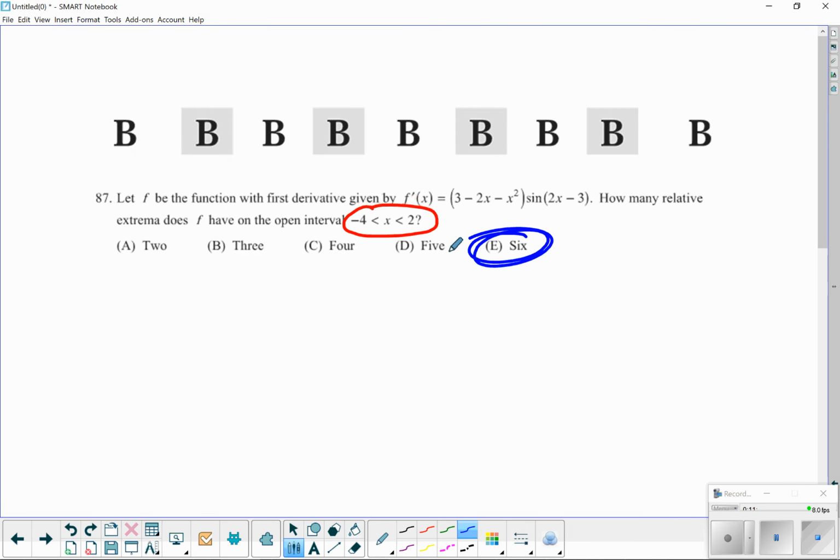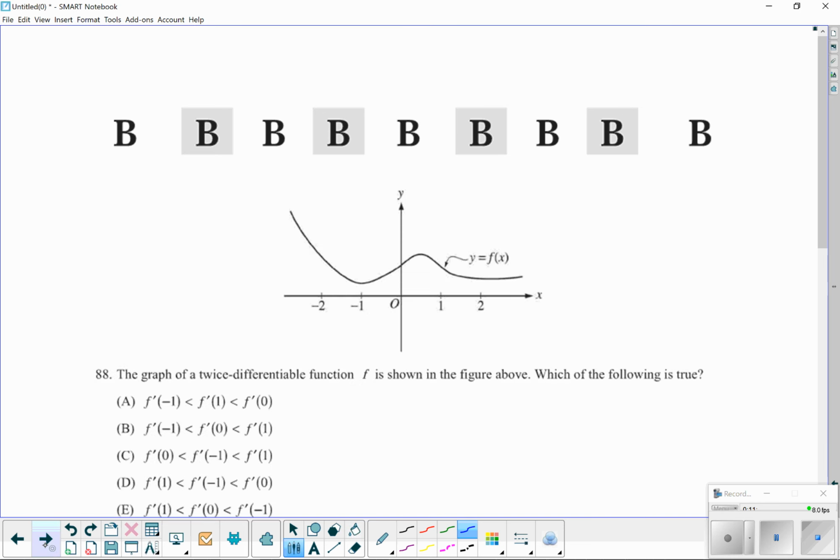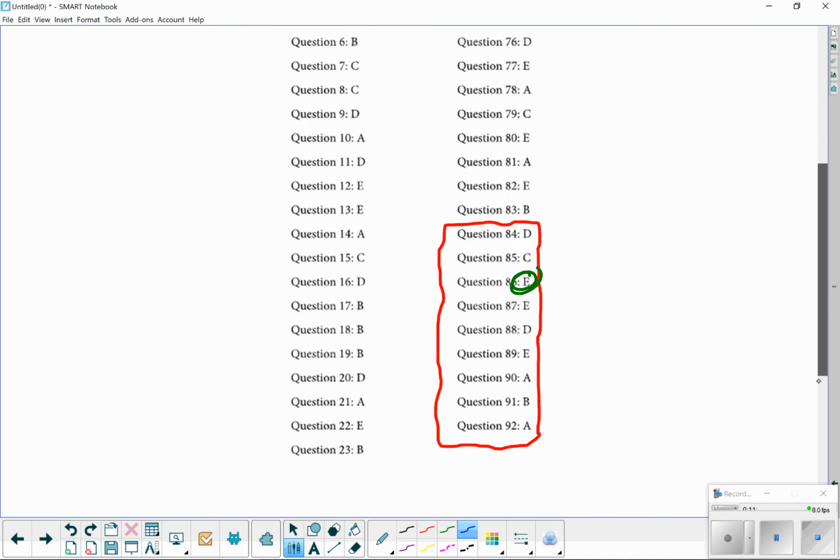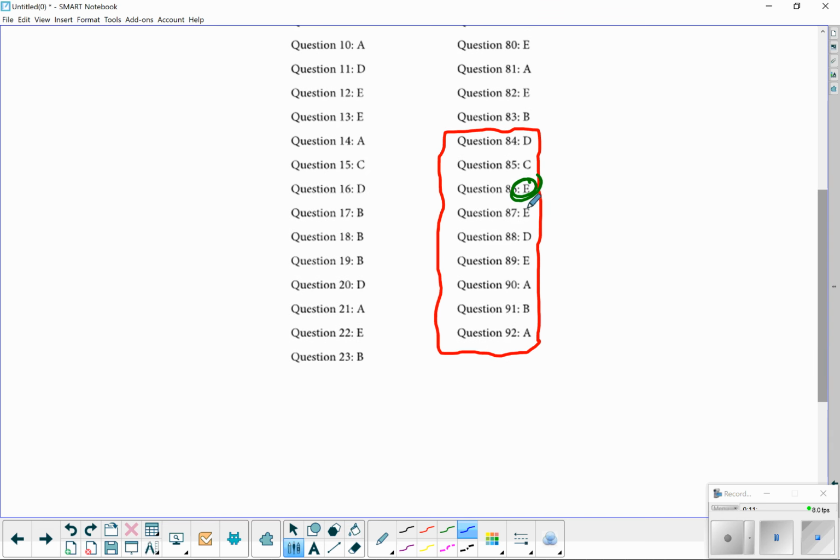Okay, and 87 should be E. So let's look really quickly. 87, the answer should be, and is, E.